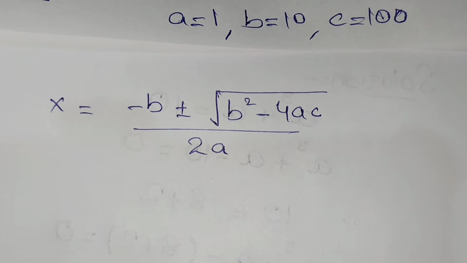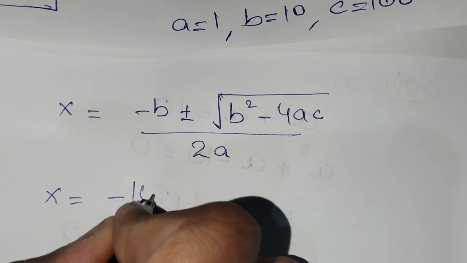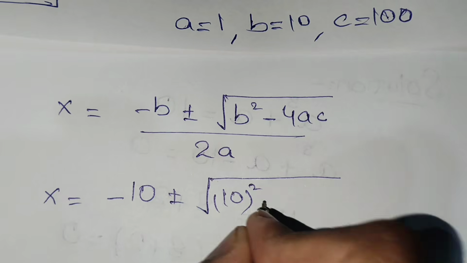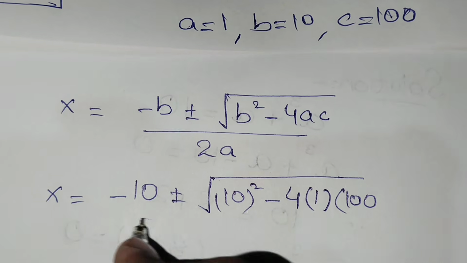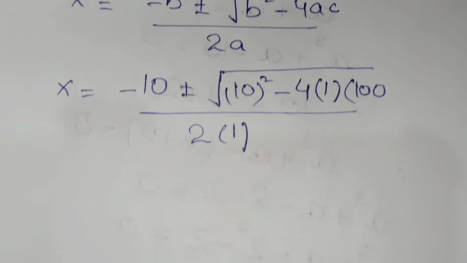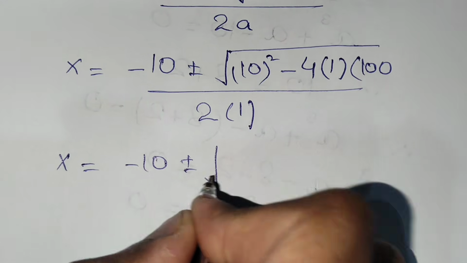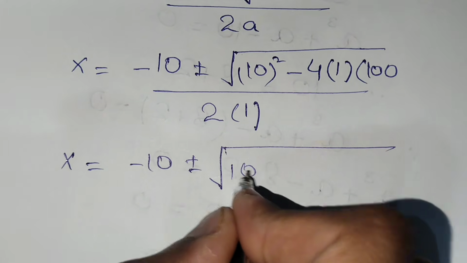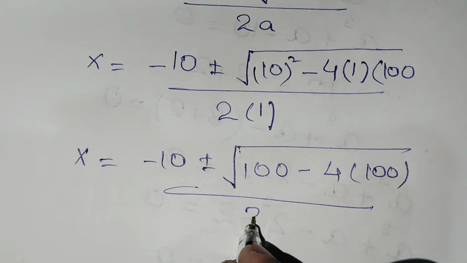Putting the values of a, b, c here, we get x equals minus b. What is b? 10, plus minus square root of 10 square minus 4 into a is 1, c is 100, all over 2a, a is 1. Okay, now move to the next step. x equals minus 10 plus minus square root of 10 square is 100 minus 4 into 100, all over 2.